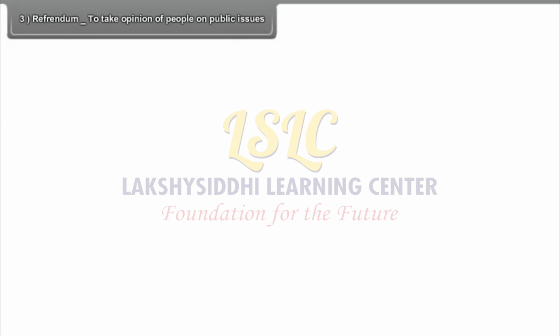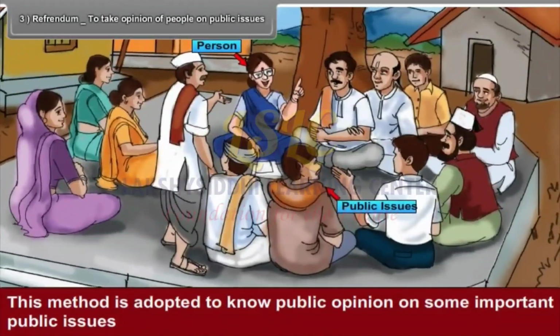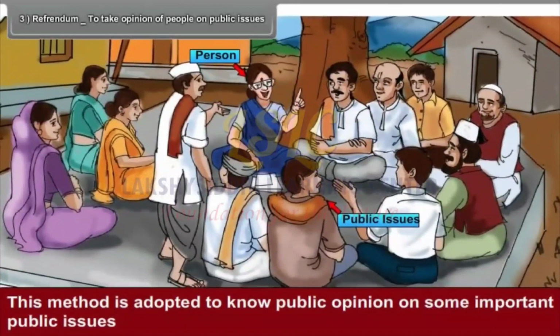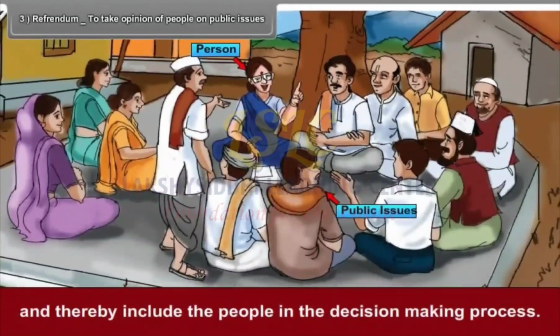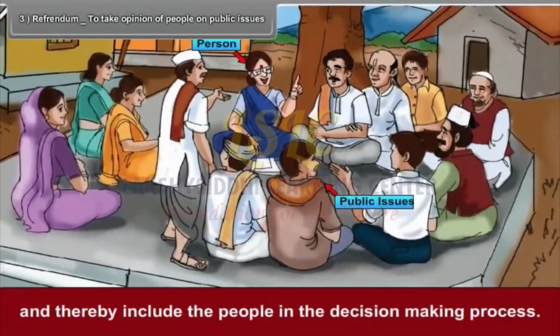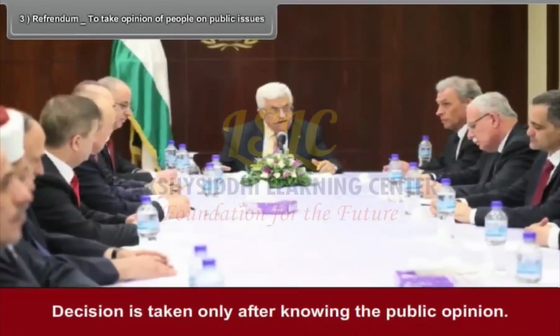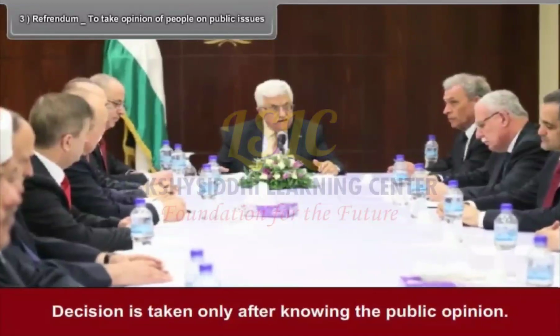Third, referendum, to take opinion of people on public issues. This method is adopted to know public opinion on some important public issues and thereby include the people in the decision-making process. Decision is taken only after knowing the public opinion.